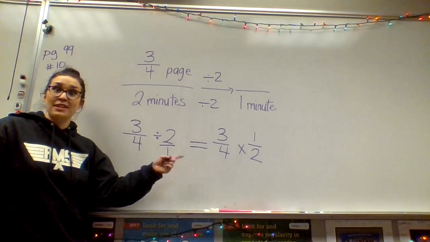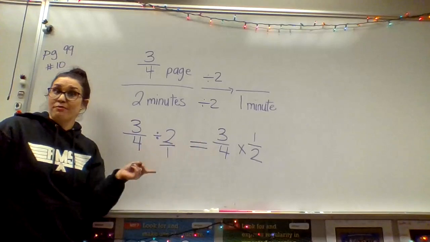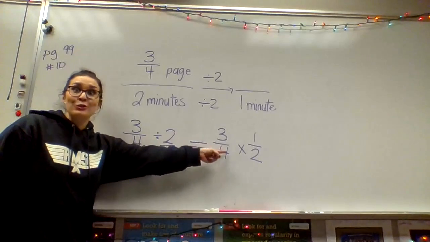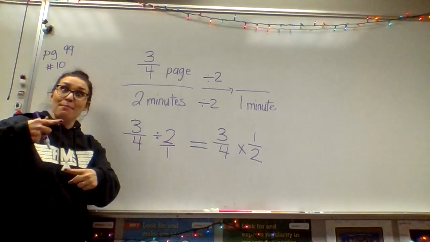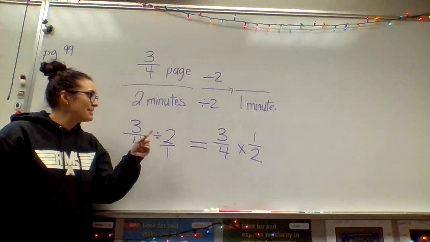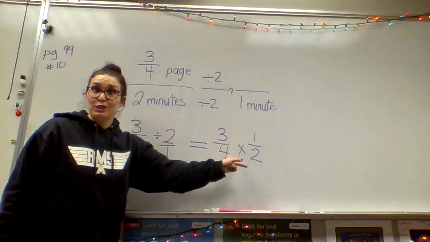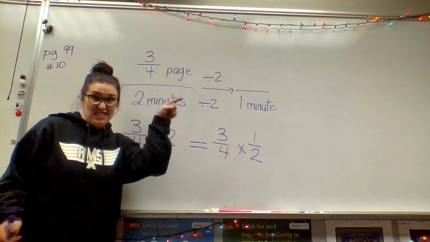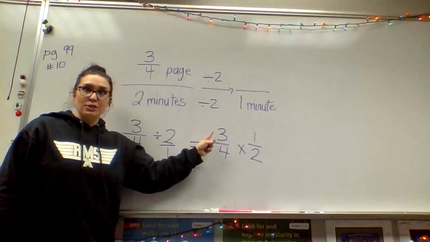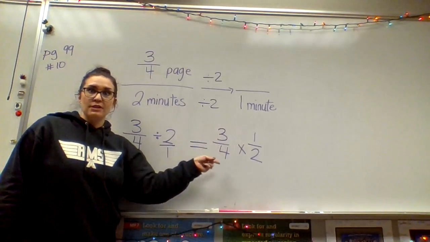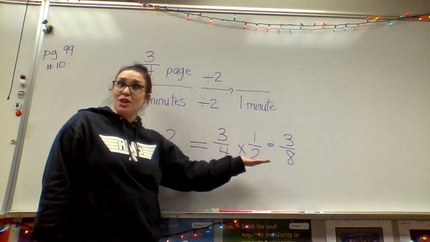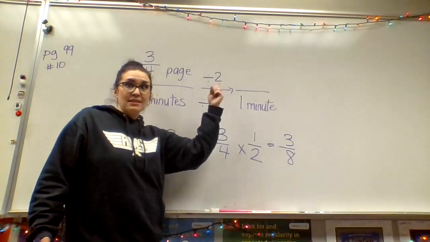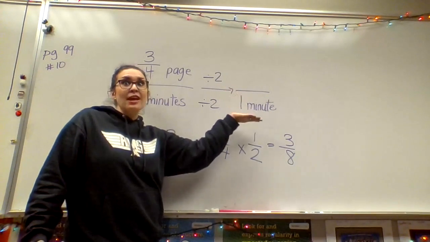All right, so we did our keep. I kept 3/4, 3/4. Change was our operation sign. We went from division to multiplication. And then our flip was talking about that reciprocal, correct, my friends? From 2/1 to 1/2. And now that I have this friendly multiplication sentence, I can just multiply straight across, right? So we'll do 3 times 1 over 4 times 2. So once we've done our multiplication, we know that we get 3/8. What's that mean? Oh, that means that I can read 3/8 of a page in 1 minute.